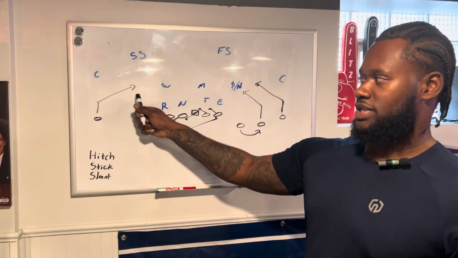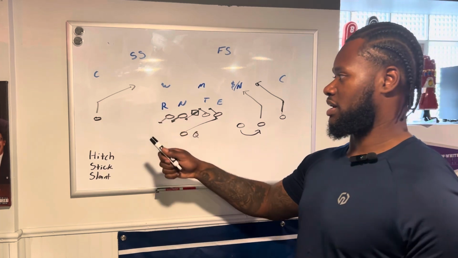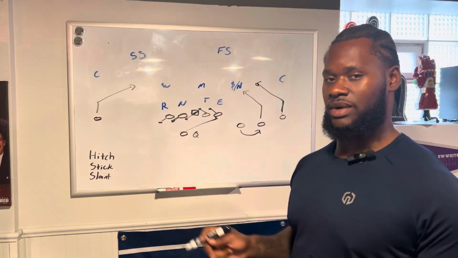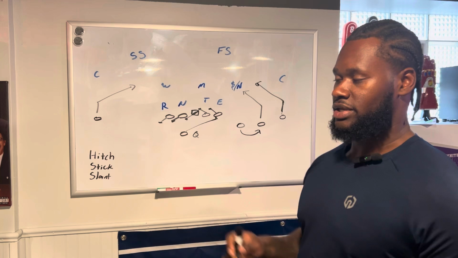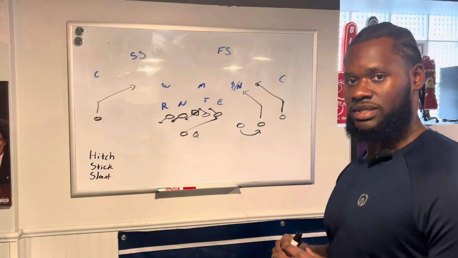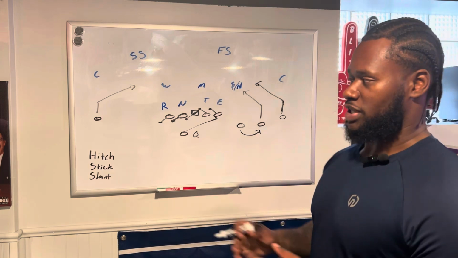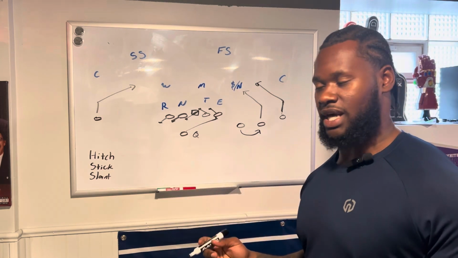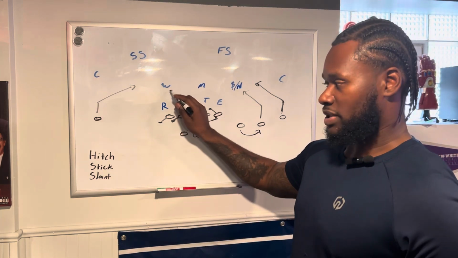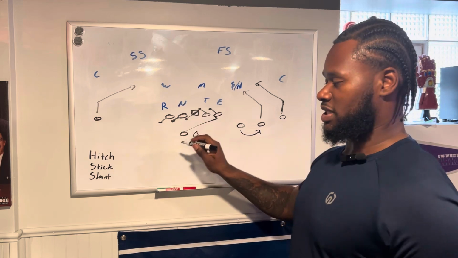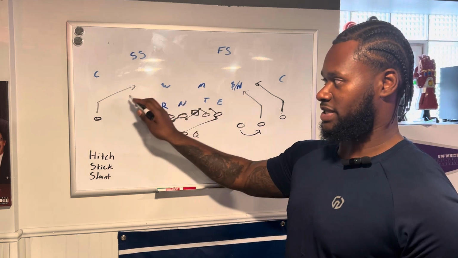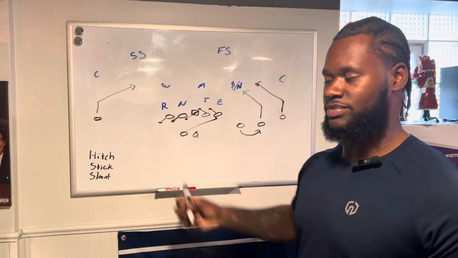Probably just thinking about this as more of a pre-snap read to the single side receiver. If you like it, you can probably take that one step drop, look and throw the slant right away. Especially if you're tying this into some RPO concepts where your will linebacker has run fit responsibilities. So now you're creating some space to throw that slant right behind them.